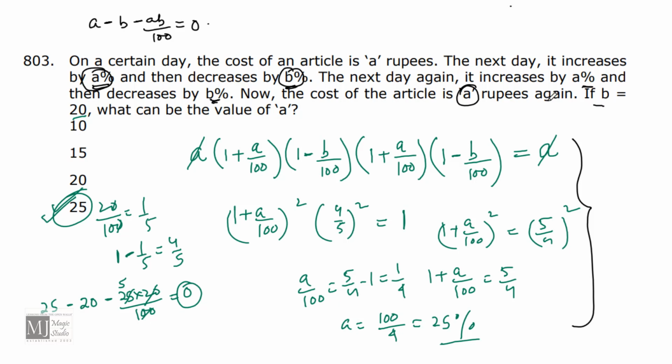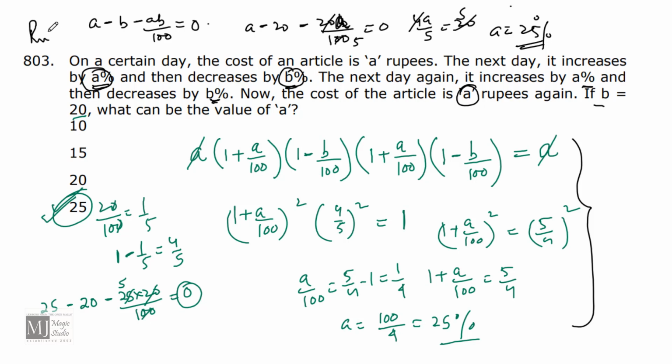We know the value of b. B is 20. A minus 20 minus 20a by 100 is 0. So a minus a by 5 is 4a by 5, that is 20. A equals 25%. Rule 2 of our rule book, that is net change.